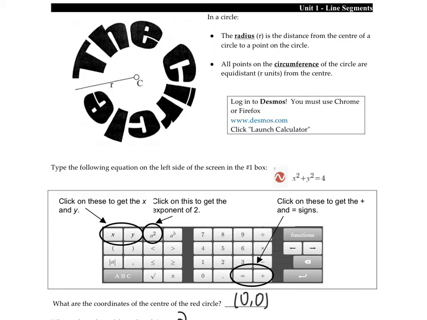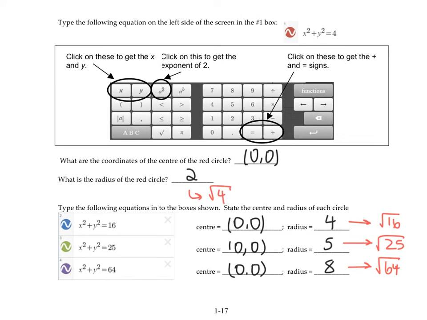Okay, so when you had the circle x squared plus y squared equals 4, you should have noticed that the center was 0, 0. In fact, for any equation x squared plus y squared equals something, you should have noticed that the center was 0, 0 in all of those scenarios. Now, for that first red circle, the radius from the center to the outside would have been positive 2. For the next one, when it's x squared plus y squared equals 16, the radius was 4. When the number was equal to 25, the radius was 5. When it was 64, that number was 8.